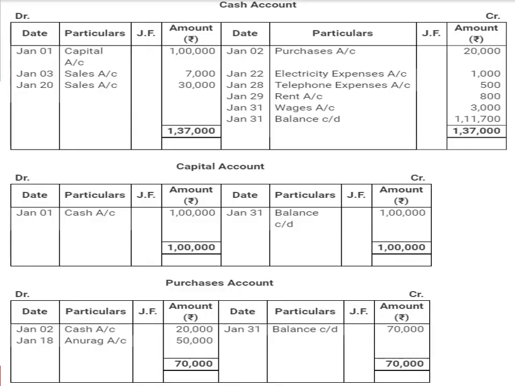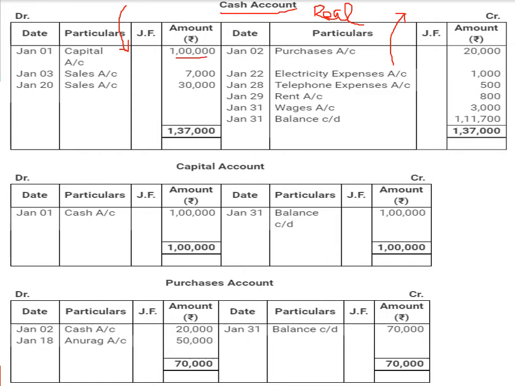Here is a cash account. Cash account is real in nature. So anything which comes into the business in the form of cash will be debited. Debit what comes in and credit what goes out. So here capital of rupees 1 lakh comes into business.